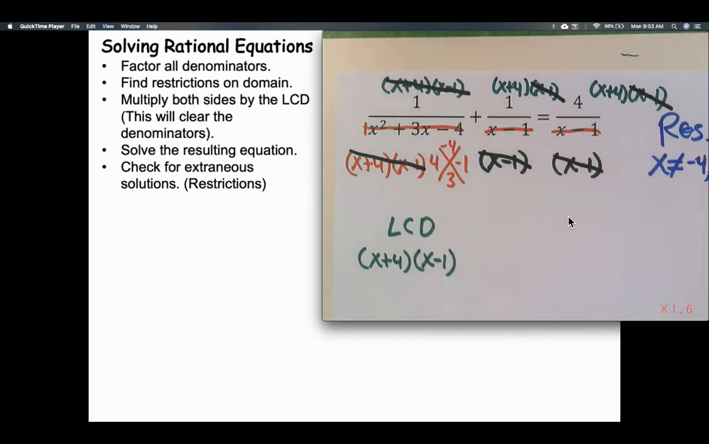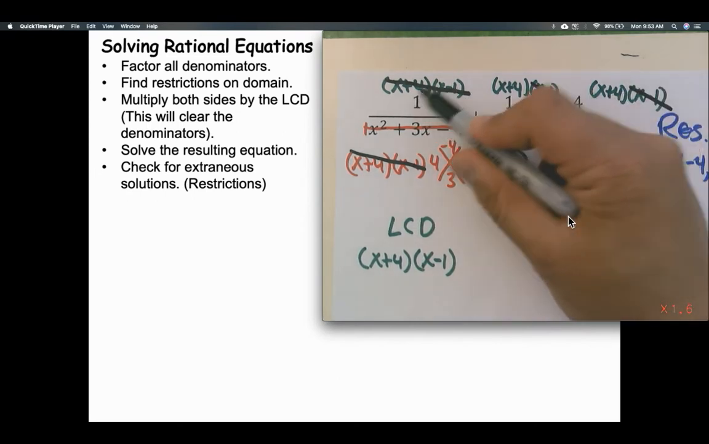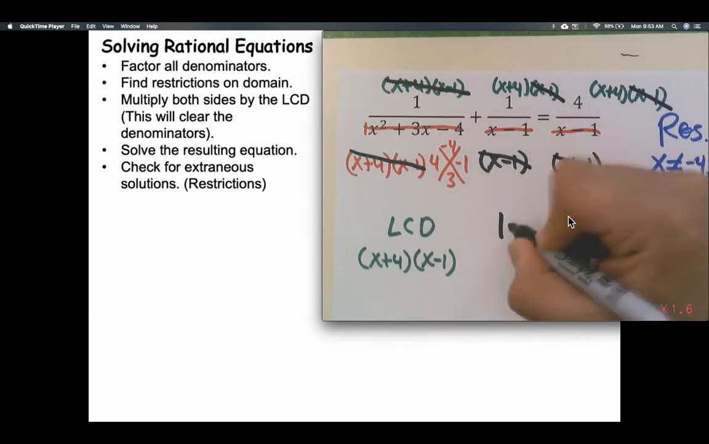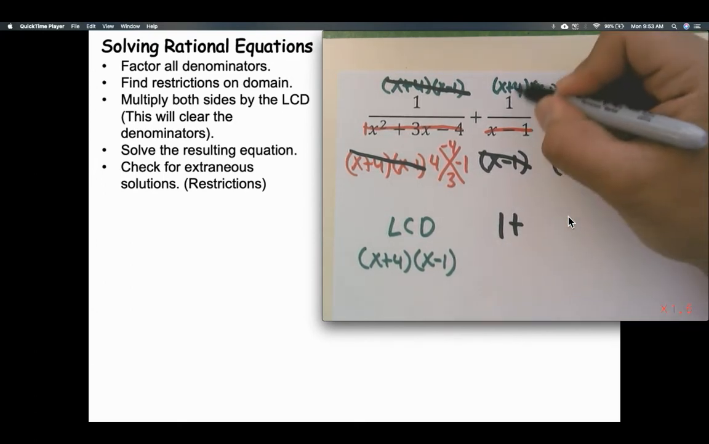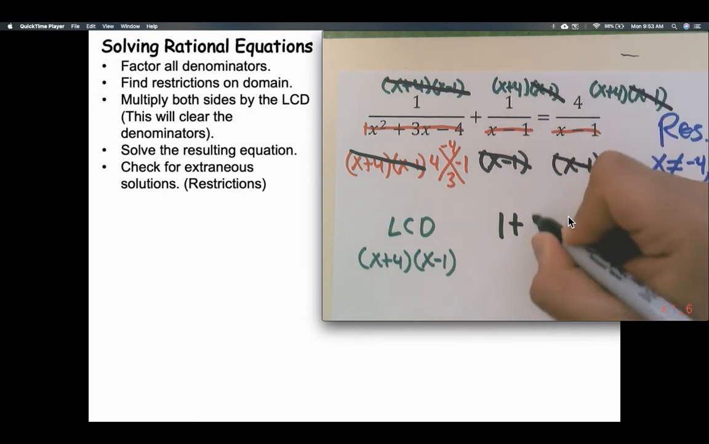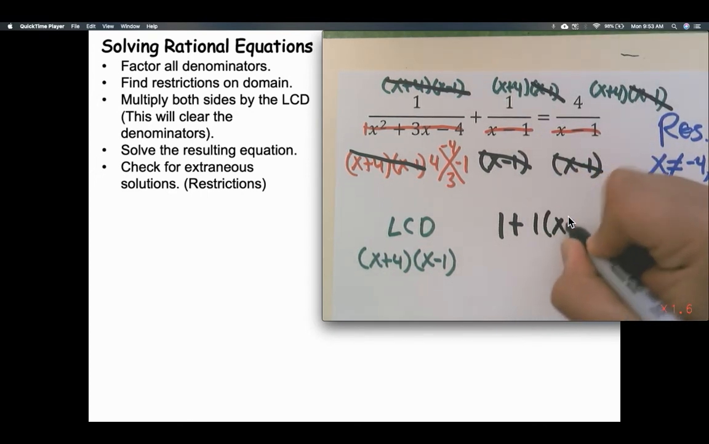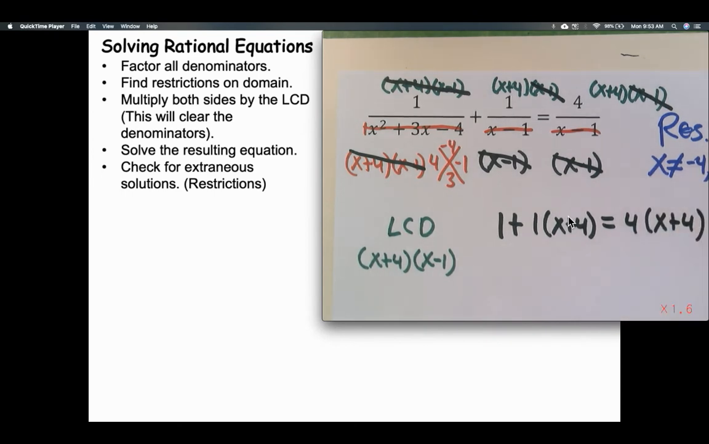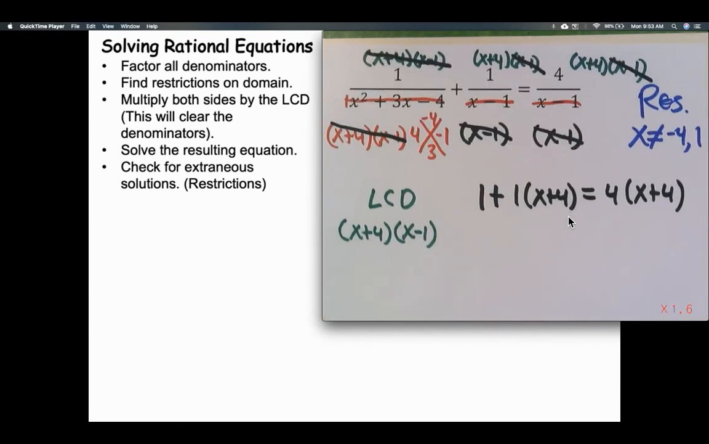All right, so let's see what's left up here. I got a 1 times, basically those are all gone, so I got a 1 plus, I got a 1 and an x plus 4. So I would say 1 times x plus 4. And then I got a 4 and an x plus 4 left over here. And there you go. You have your equation with no denominators.